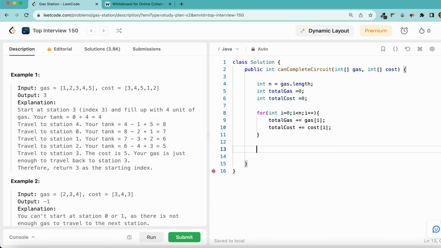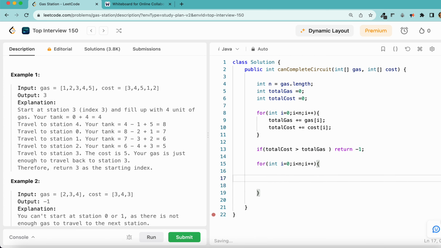Now I told you if my total cost is greater than my total gas, then definitely this is not a feasible solution, so we can check this beforehand. If total cost is greater than total gas, then we can simply return -1 without checking anything, since it will not be a feasible solution. Now we'll traverse through the loop once again, i less than n, i plus plus.